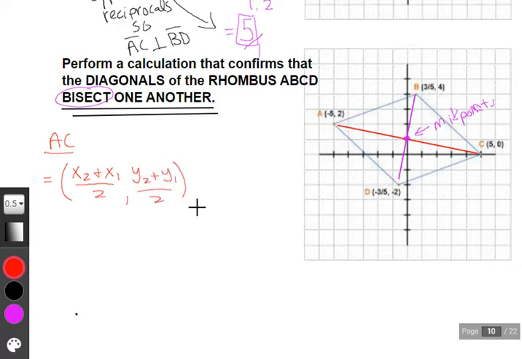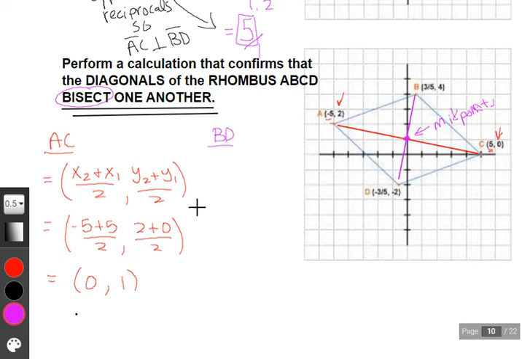So the x's go from -5 to 5, so -5 plus 5 over 2. At the same time, the y's go from 2 to 0, so that'll be 2 plus 0 over 2. -5 plus 5 is 0. 0 over 2 is still 0. 2 plus 0 is 2, over 2 is going to be 1. And so we know the red midpoint is going to be at (0, 1).